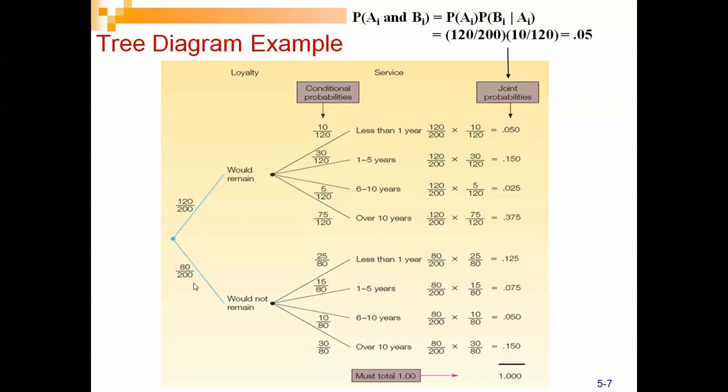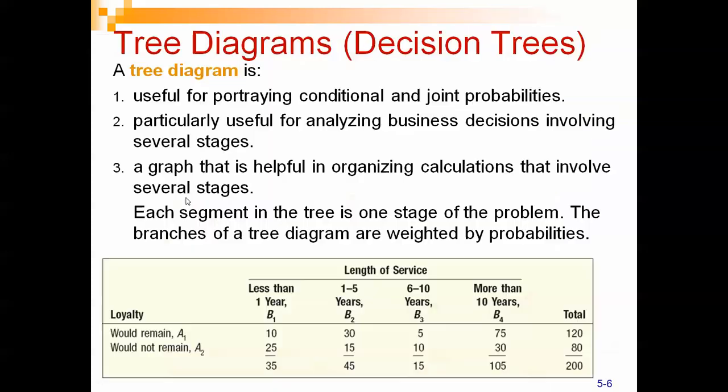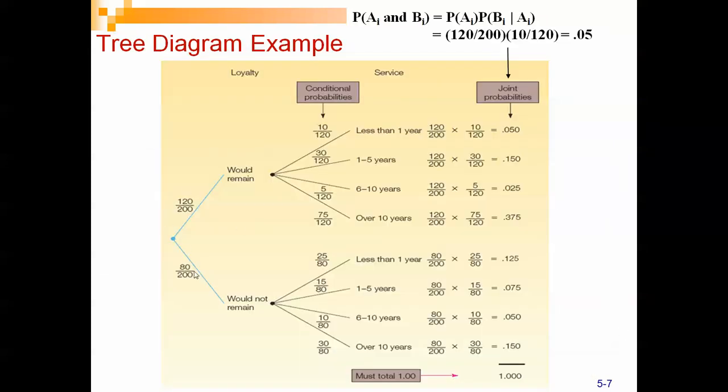And the probabilities could be labeled as the probability of A sub 1 and the probability of A sub 2. 120 would remain would be the A sub 1. For each of the two branches that come out of the root, 4 branches come from each of those. So those represent the conditional probabilities that we have, and they represent the length of service, which is less than 1 year, 1 to 5 years, 6 to 10 years, and over 10 years.